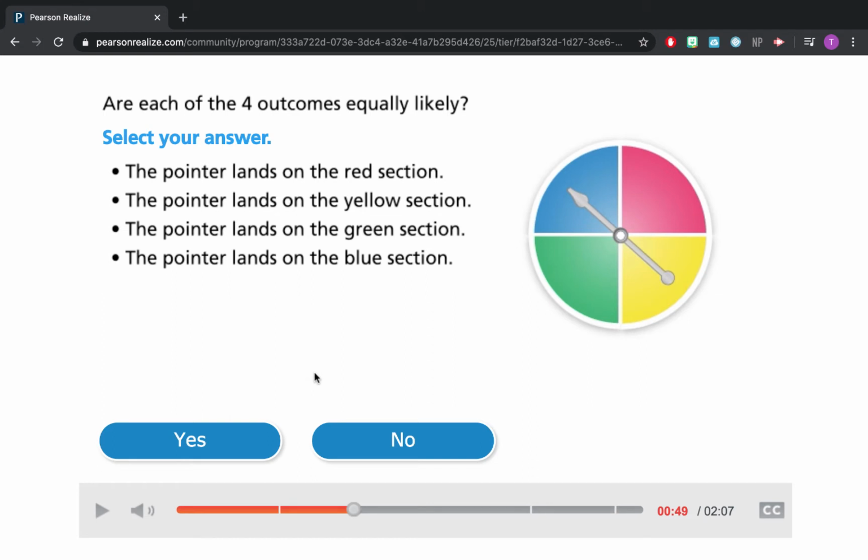Now, that does not mean blue is as equally likely to be landed on as any color, because blue only takes up a quarter of it. So it's actually less likely to get blue than the other colors, or green than the other colors, or red than the other colors, or yellow than the other colors. But when you phrase it, is blue as equally likely to be landed on as red, if you're doing a direct comparison, that is a yes.